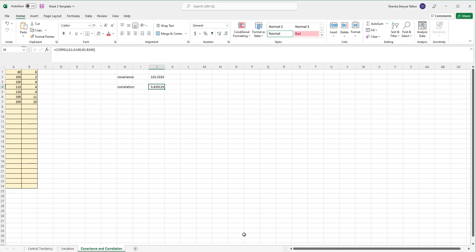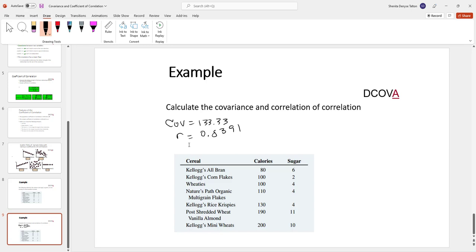So if you go back, since we have R is equal to 0.8391, that's really close to 1. Not too close, but it's close to 1. So that indicates to me that this is a strong positive correlation. And that's what we said before. As one variable increases, the other one increases. Which makes sense, because as your calories increase, so does the amount of sugar, or vice versa. The more sugar you have, the more calories you're going to have. And that's indicated by this information on this chart.